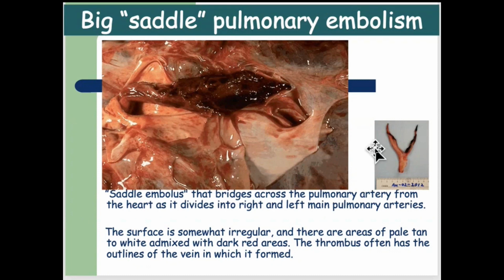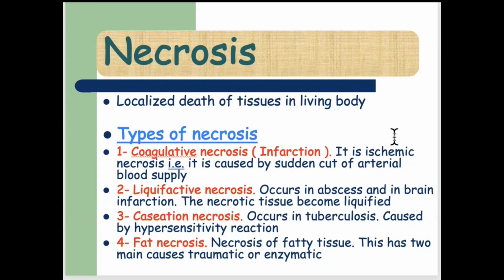This is a big embolus. We have seen similar pictures of a saddle embolus, when it comes and gets lodged in the bifurcation of the pulmonary artery. So this is a big saddle embolus in the pulmonary trunk and the main branches of the pulmonary arteries. You can see some irregularities and some shininess. When you take it out, it is still intact. This is a saddle embolus. It looks like the vein from which it is coming. That was about the different pictures I have seen.